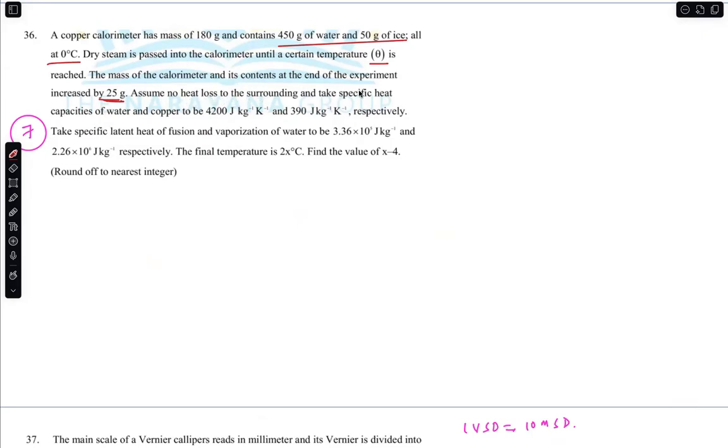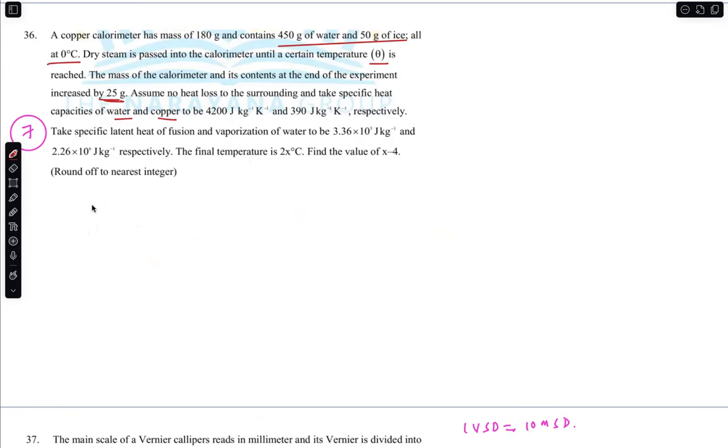Assume no heat loss to the surroundings, take the specific heat capacities of water, copper, etc., and the specific latent heat of fusion of water as given, for your final temperature, right? You have a 180 gram calorimeter, 450 grams of water in it, and 50 grams of ice in it.